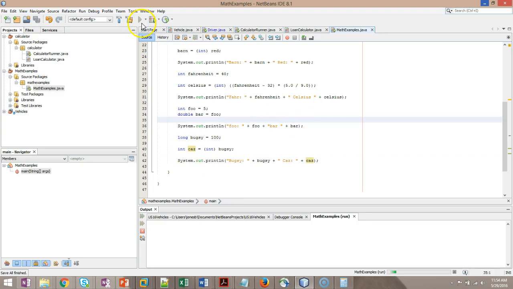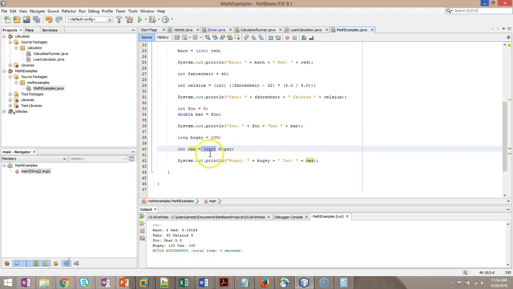Let's run now and see what we get. Okay, bugsy 100, cas 100, it works as needed, that's fine. We just have to put that cast in to acknowledge that we're going from a large data type to a smaller data type, and that might cause a loss of data.